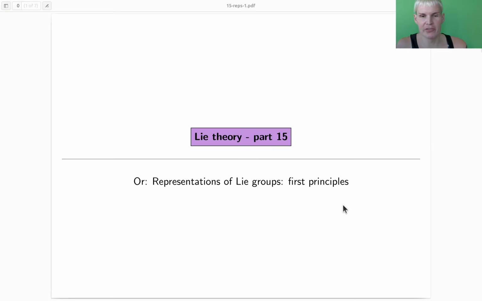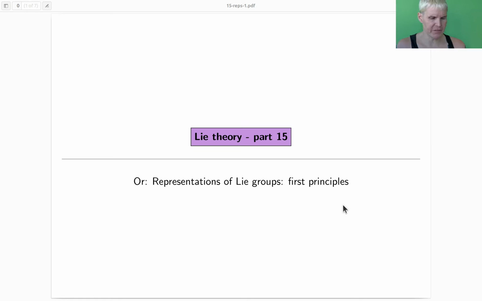Okay, welcome everyone to this continuation of Lie theory. And we are finally at my favorite part of Lie theory. I feel like I say that every time. But anyway, representations of Lie algebras or Lie groups are roughly the same because Lie groups and Lie algebras are roughly the same. And yeah, these are really important.